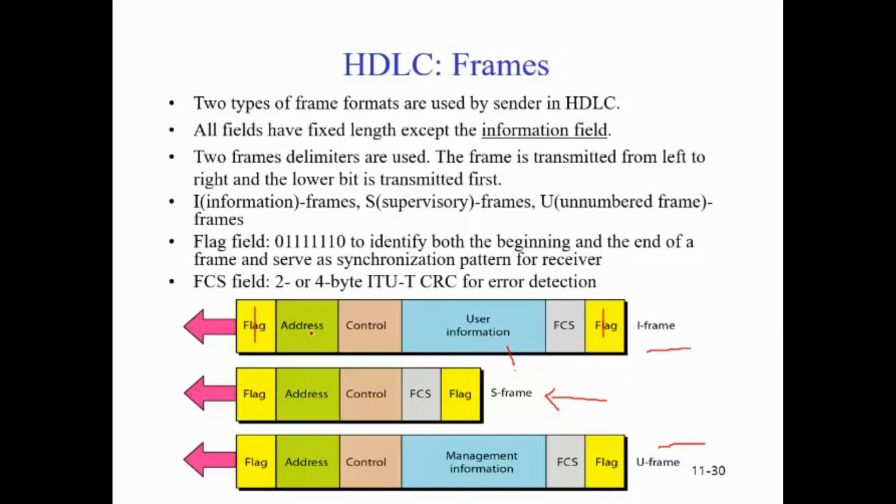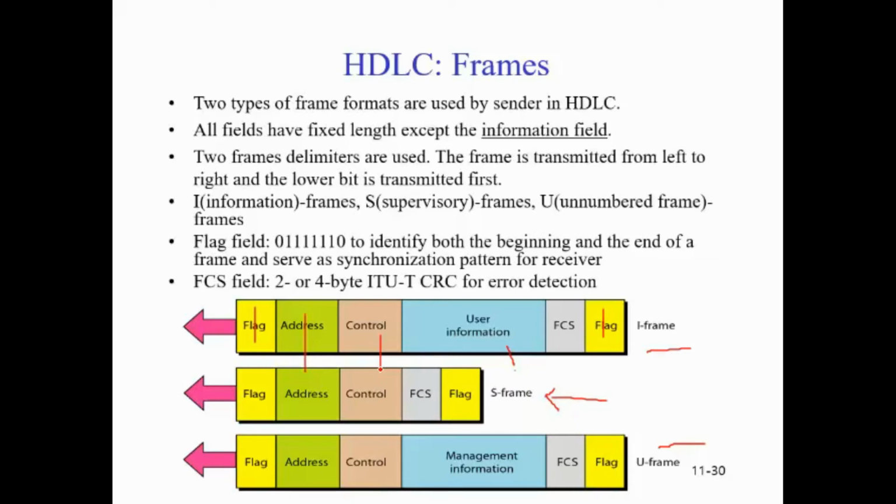Next is the address field. An address field contains the address of the secondary station. If a secondary station creates a frame, it creates a from address. The address field can be 1 byte to several bytes long depending on the need of the network. Next is the control field. A control field is 1 or 2 bytes used for flow and error control. The interpretation of the bits is discussed later.